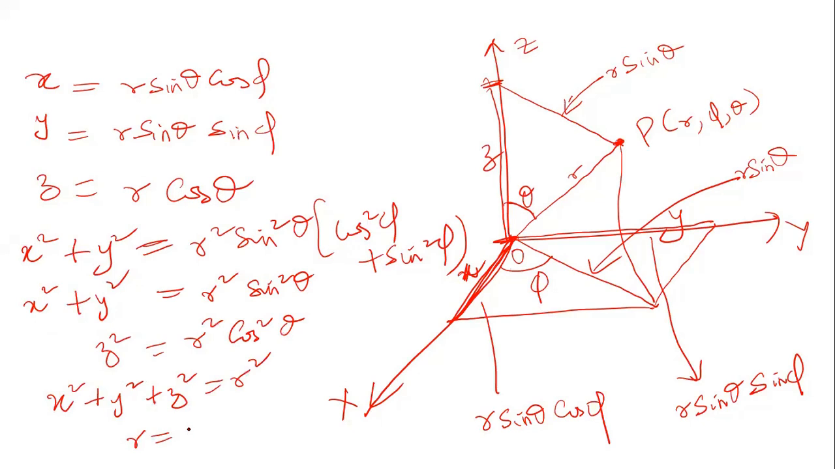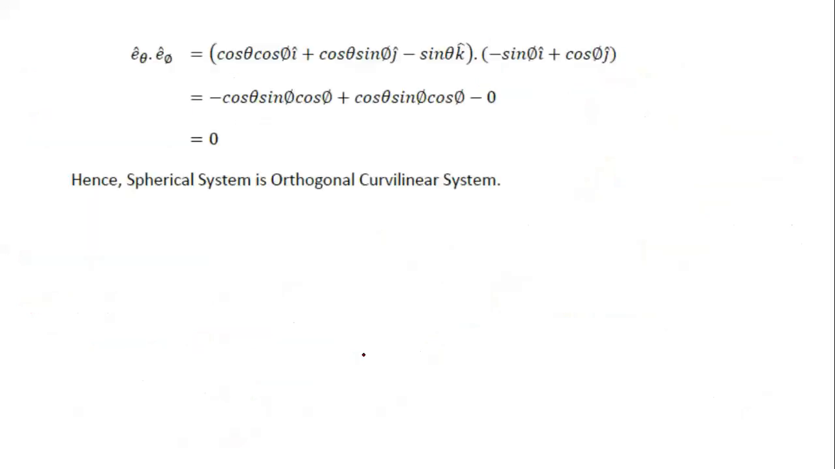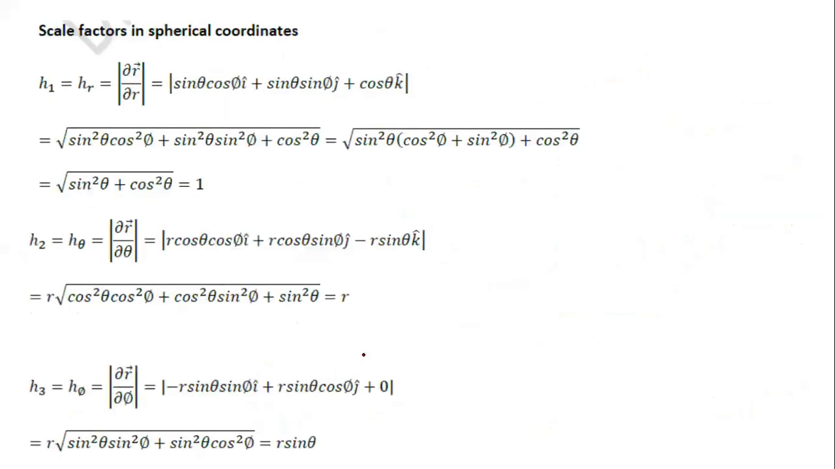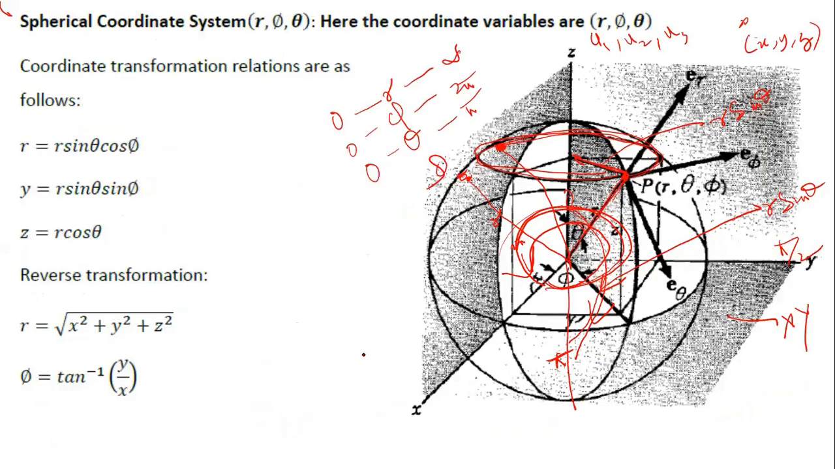So the reverse transformation relation, you can obtain it by writing r as the square root of x square plus y square plus z square. And if you follow such things, you can write this as your reverse transformation relation.